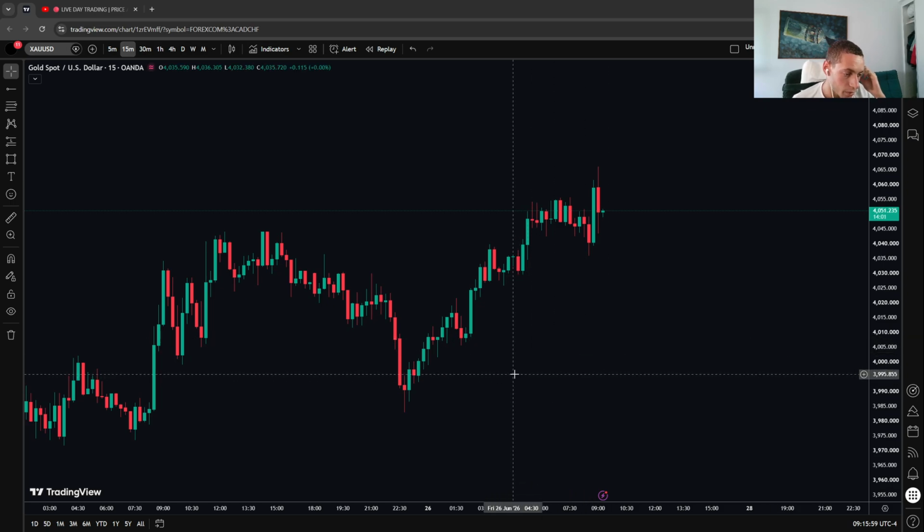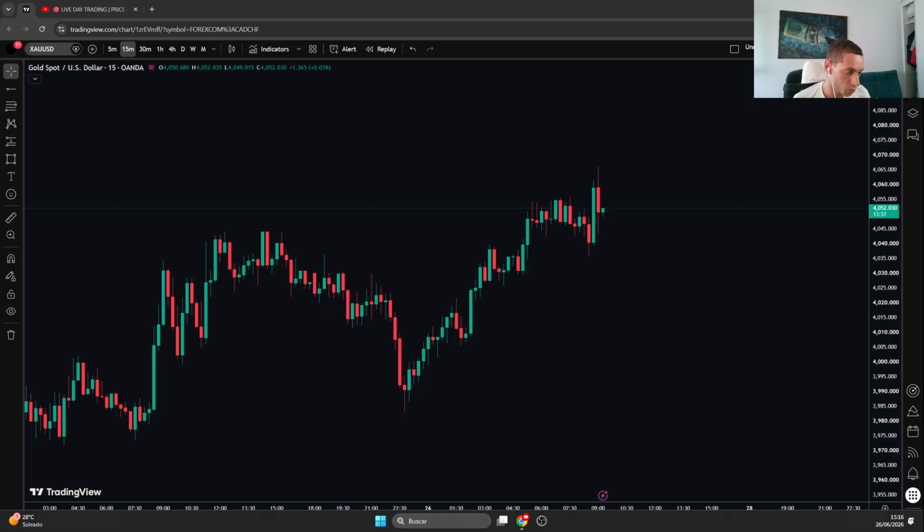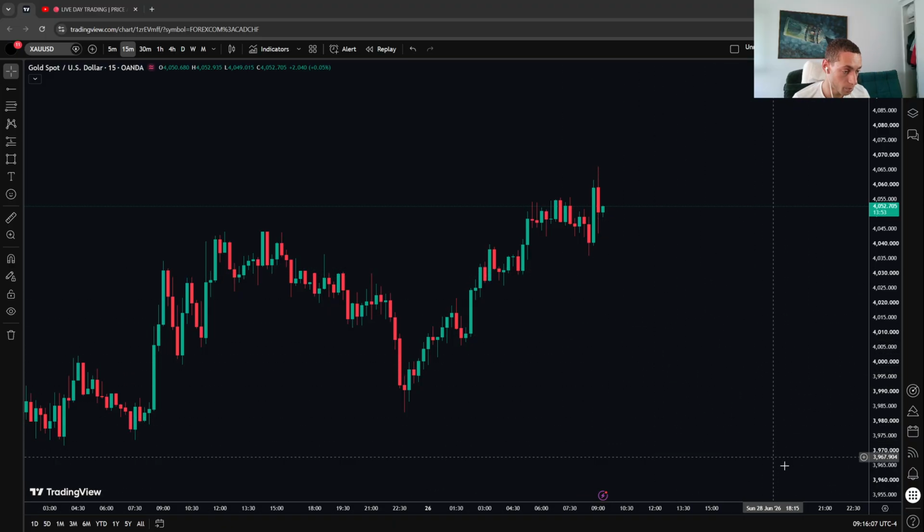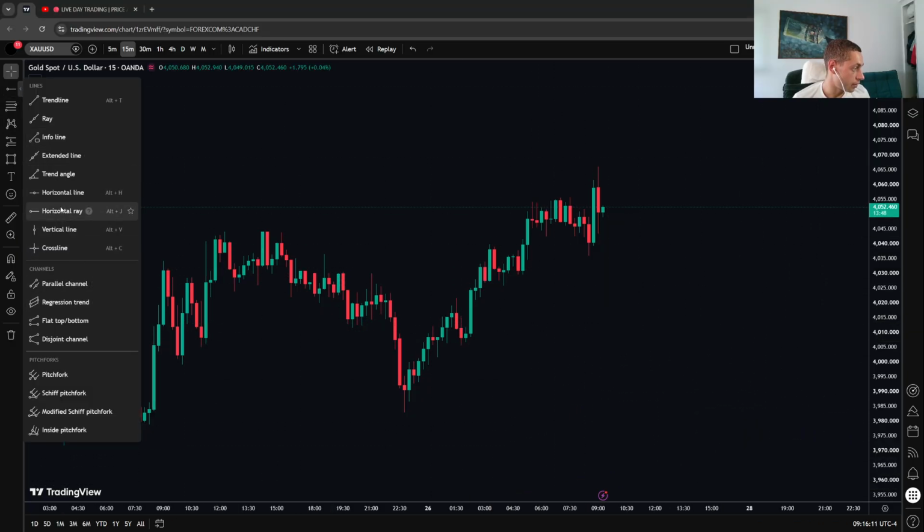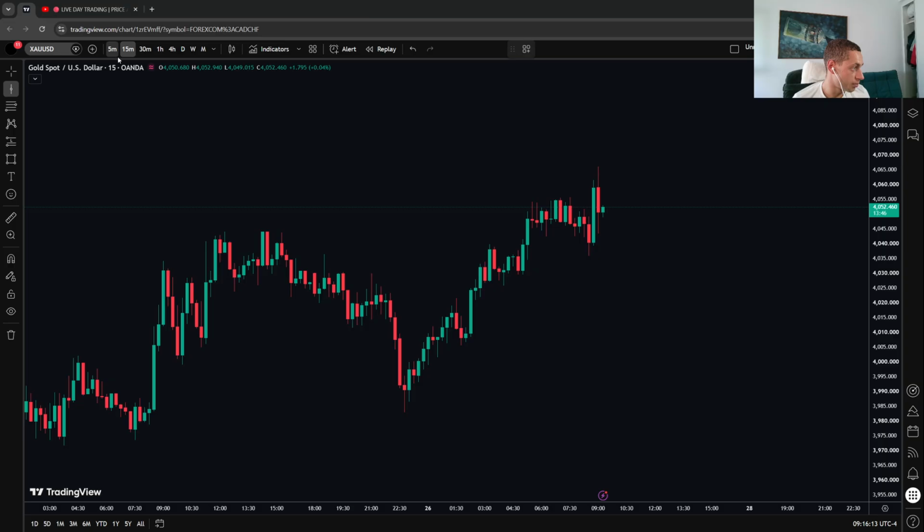So hello guys, today is 26th of June 2026 and I'm gonna be drawing my levels before market opens at 9:30. So first thing I'm gonna be looking at is the 15-minute time frame, and I'm gonna be seeing what levels do we need to have marked off before market opens. So let's draw market open at 9:30.